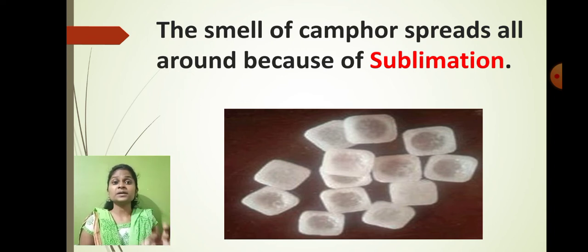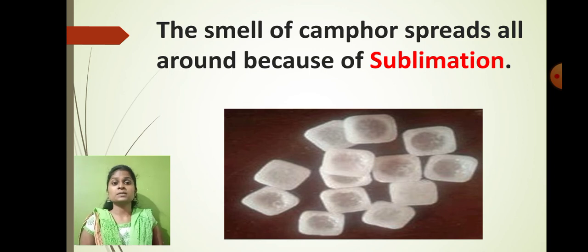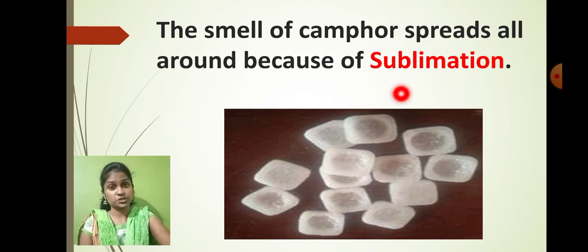So the disappearance of the camphor, or the smell of that camphor, is because of a process called what? Sublimation. Whenever we keep camphor for a longer period of time, suppose for 1 or 2 days in an open space, you can observe that in 1 or 2 days, or maybe 4 to 5 days, this camphor will disappear. So you must be thinking how exactly this camphor disappears. It is because of the process called what, guys? Sublimation.